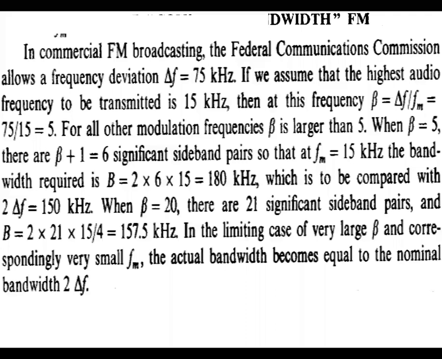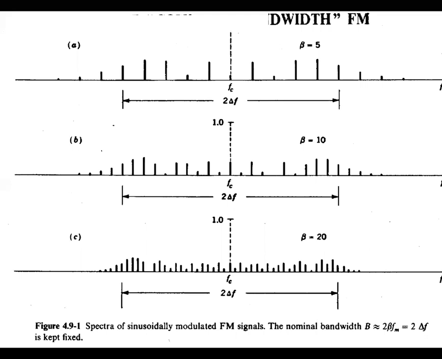Please go to this point once again. Observe that here beta is equal to 5, so 2 delta F is the nominal bandwidth. If beta is equal to 5, how many spectrums are there? 6 spectrums. If beta is equal to 10, how many spectrums? 11 spectrums. But look at the difference in 2 delta F: the constant bandwidth is there. But the spacing between the spectral components becomes very narrow as the beta value increases.